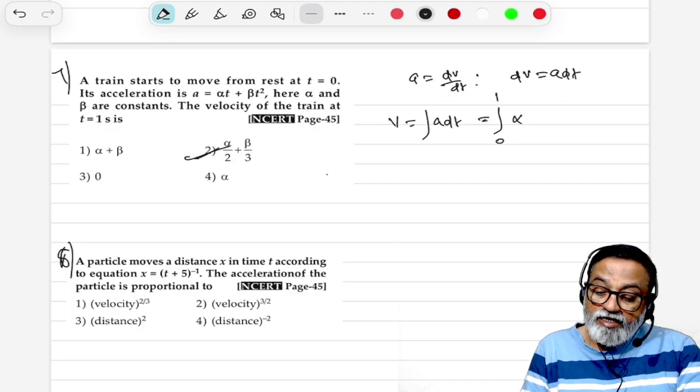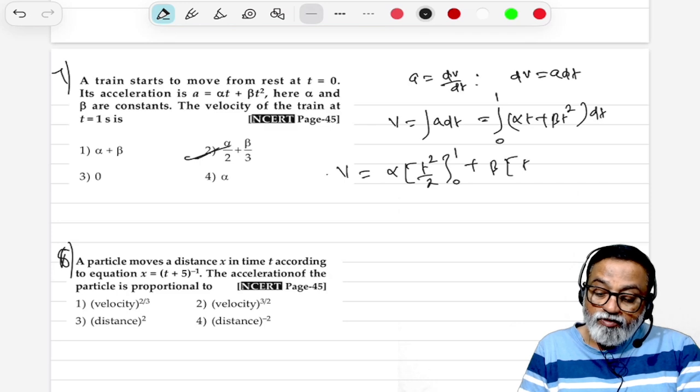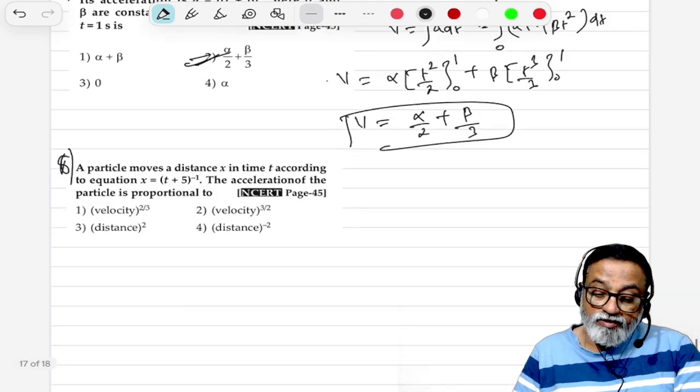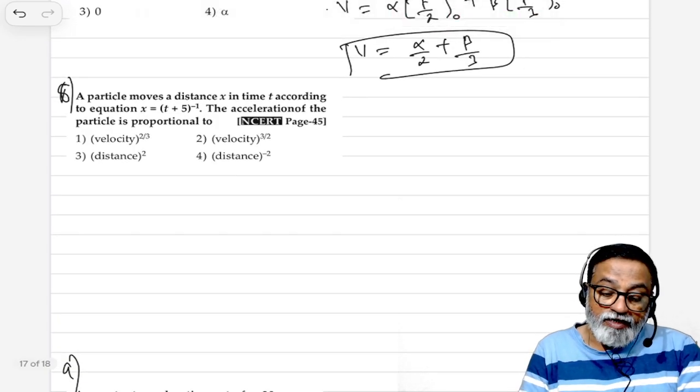a is given as alpha t plus beta t square, dt. This becomes v is equal to alpha into t square by 2, 0 to 1, plus beta into t cube by 3, 0 to 1. Therefore, v is equal to alpha by 2 plus beta by 3. This is the answer.